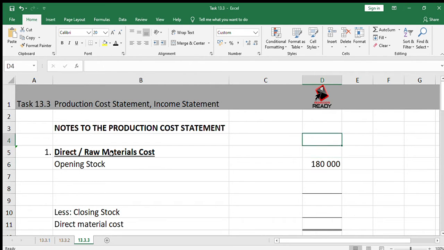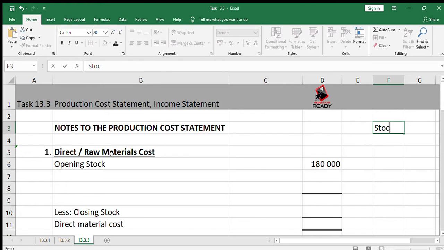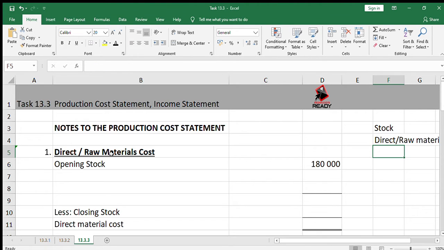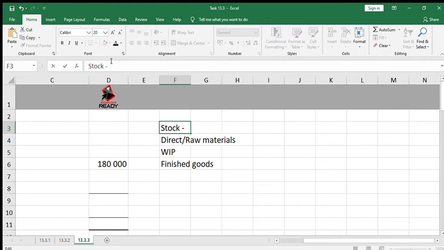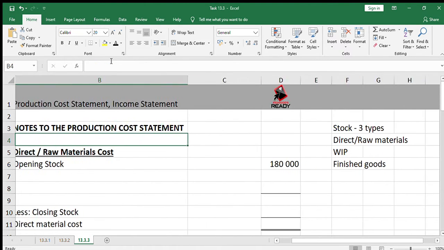So in the manufacturing enterprises, we have three types of stock. Okay, the one is the direct or the raw materials. The other one is the work in progress, and the last one is finished goods. So in the trading enterprise, all we have is trading stock. But in a manufacturing enterprise, these are the three different types of stock. That means we have opening balances for them and we have closing balances for them, in most of the questions.